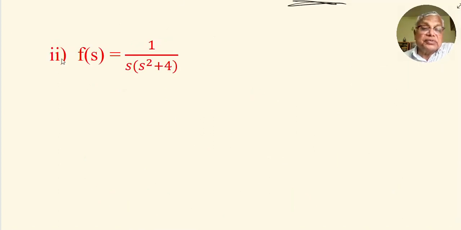Let us take another function, second function, F of s equal to 1 by s into s square plus 4. Okay, so here what will be s into F of s?